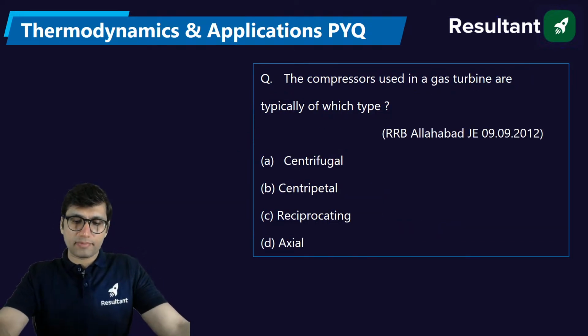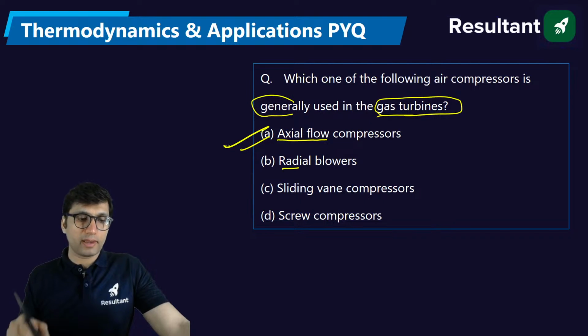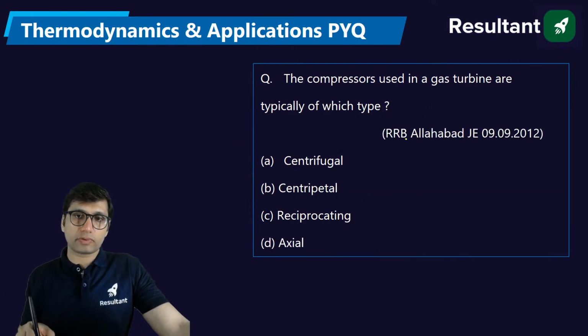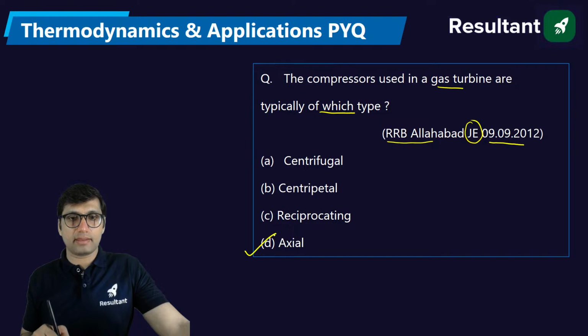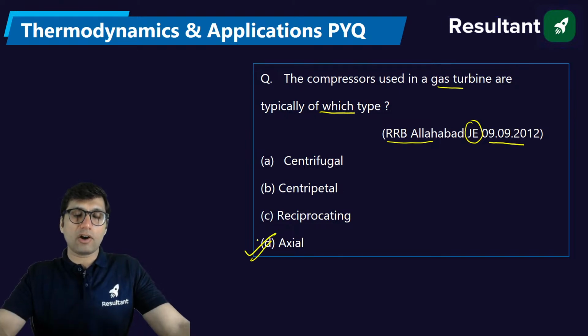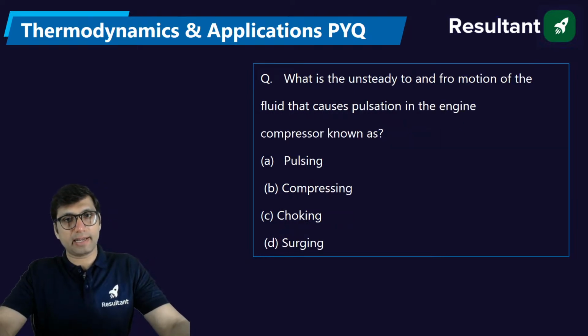And this was also a previous year question of RRB JE, asked in RRB Allahabad zone, in the paper held on 9th of September 2012. The compressor used in a gas turbine is typically of which type? Typically, axial flow compressor. So typically or generally we use the axial flow compressor in the gas turbine. Clear? I am just showing you how some of the questions are repeated like this.